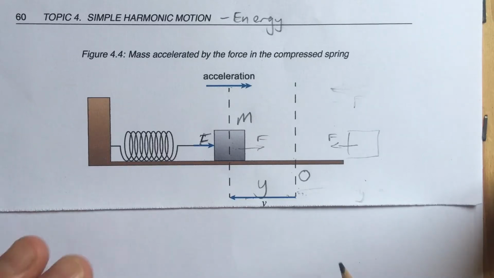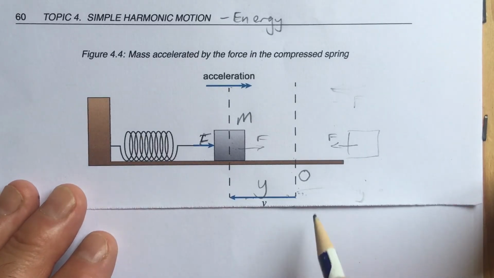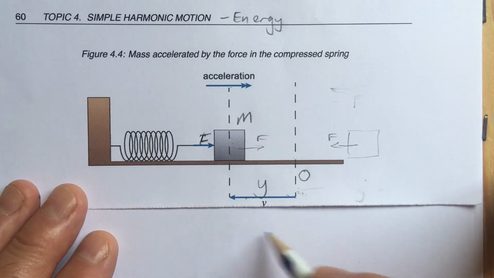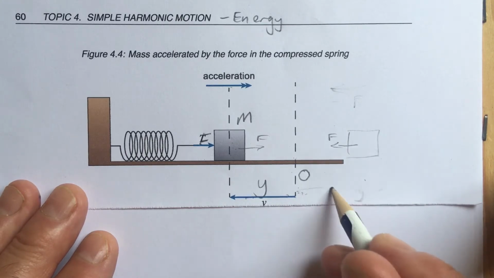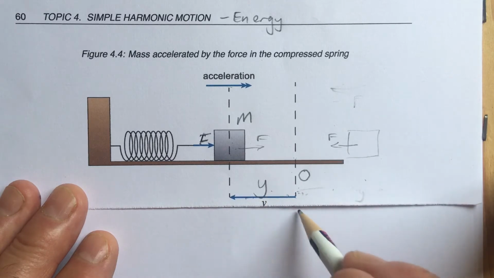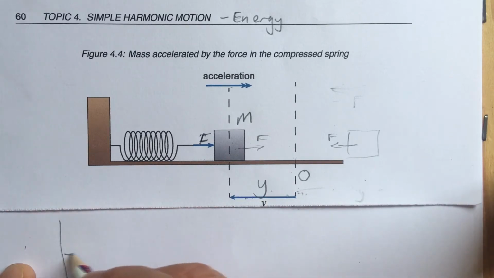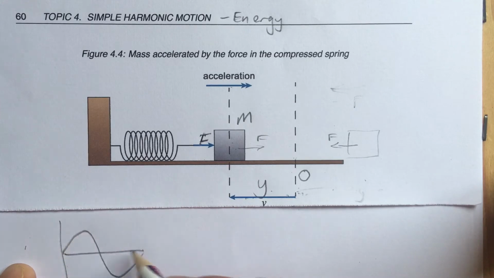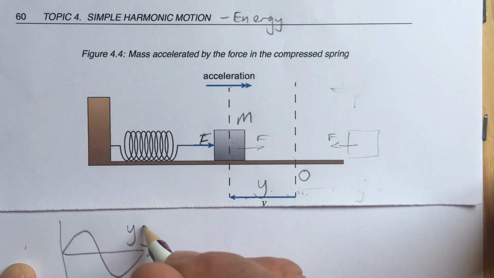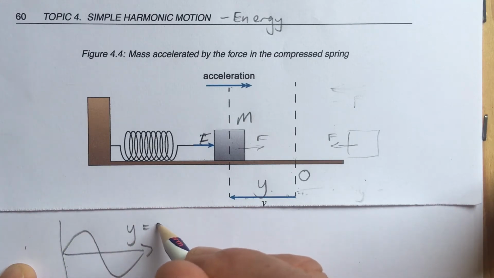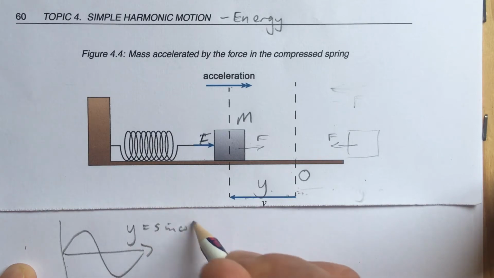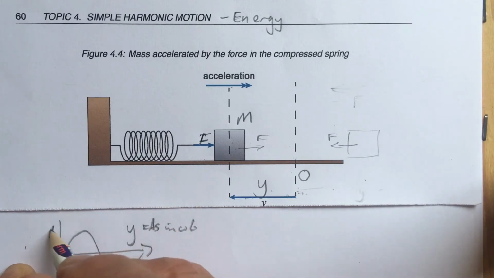So for kinetic energy, we need to be able to express the speed of the object at any particular displacement from here. At the moment, we've got a great equation for the displacement in terms of time, sine omega t times the amplitude, and therefore that also gives us v equals a omega cos omega t, because we differentiated it.